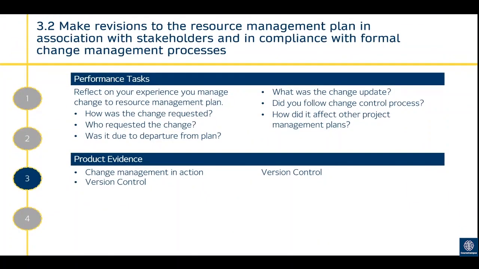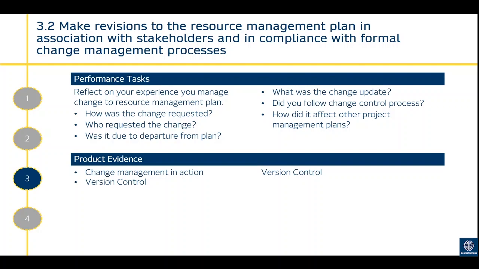The next outcome is make revisions to the resource management plan in association with stakeholders and in compliance with the formal change management process. There's a link here with an outcome in the scope management unit, which is about complying with the formal change management process. So if you have done this, I'd highly recommend looking at the scope management unit and writing or gathering holistic evidence, which would also cover that outcome as well. And that goes into more detail about individual, specific, more detailed steps on the change management process, which ideally you're covering with this anyway.